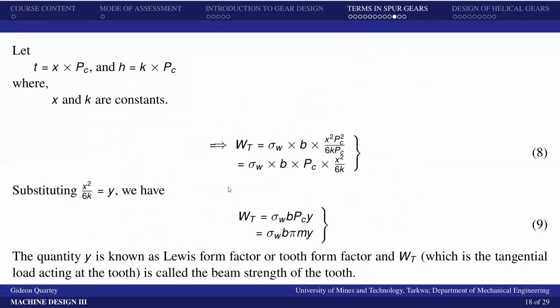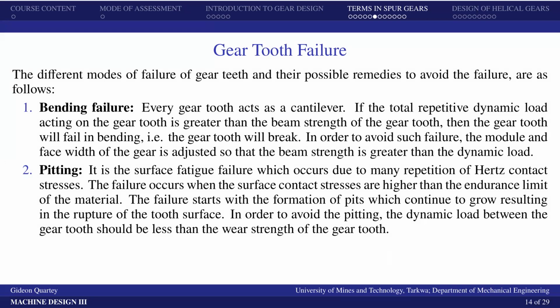Okay. So we have bending failure, and we also have what we call pitting. It is the surface fatigue failure which occurs due to many repetitive Hertz contact stresses. A failure occurs when the surface contact stresses are higher than the endurance limit of the material used for the gear. Okay? The failure starts with the formation of pits, which continue to grow, resulting in a rupture of the tooth surface.